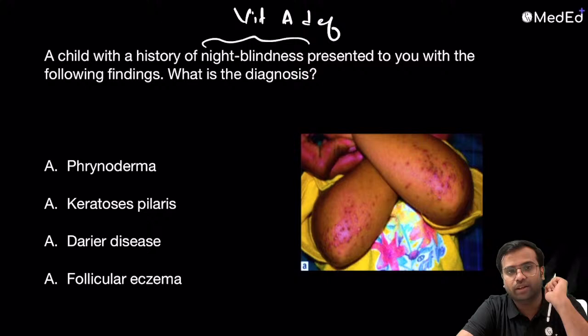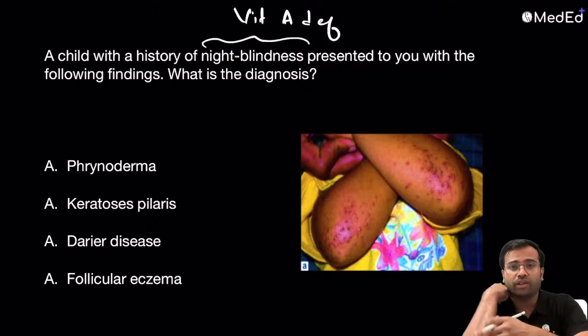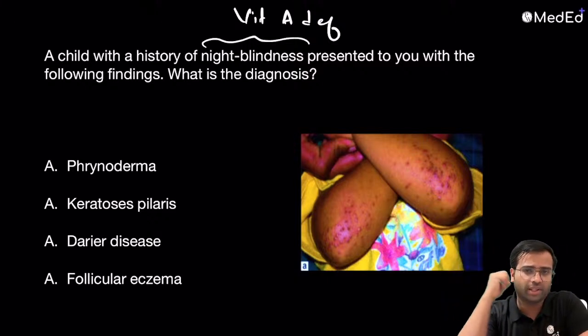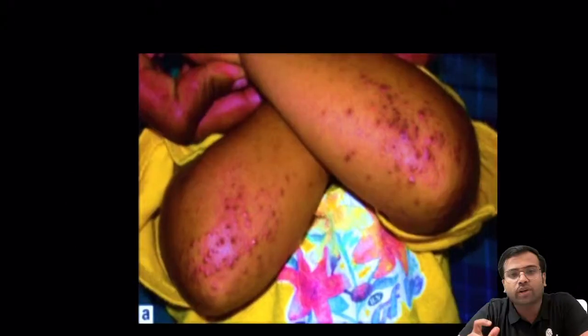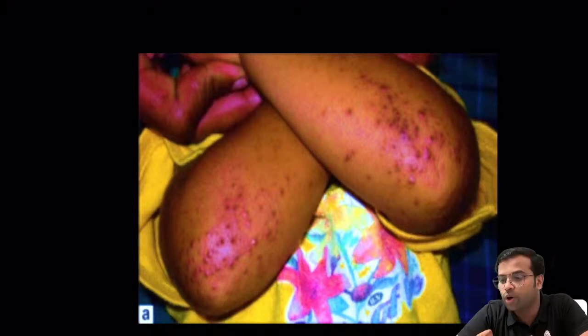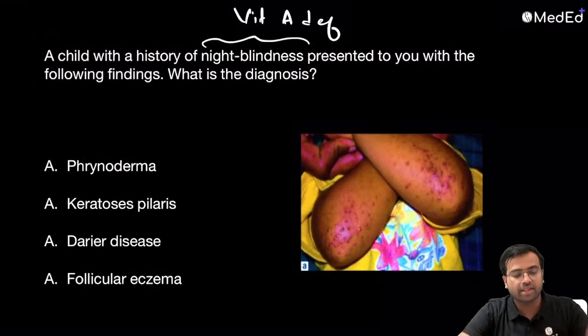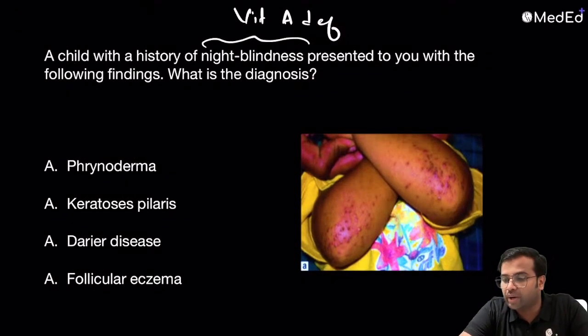So in vitamin A deficiency, what is the skin finding over the elbow? Now, if I try to describe the lesion, I'm zooming it out for you. I would describe that there are multiple papular eruptions over the elbow. So what do you call these multiple papular eruptions over the elbow in a child who may be having a vitamin A deficiency? Let's see the options. Is it phrynoderma? Is it keratosis pilaris? Is it Darier's disease? Or is it follicular eczema? What's the right answer? So this one, remember, is called phrynoderma. Now, what is phrynoderma?